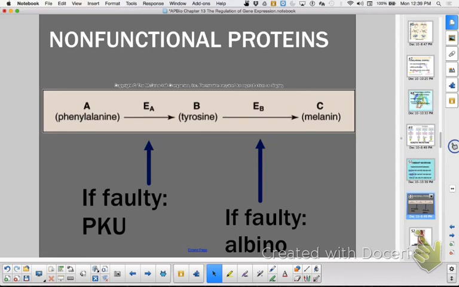And then I gave you some examples of non-functional proteins. They're phenylalanine. Okay, phenylalanine, you need this enzyme right here. If it's faulty, you have PKU because you have a buildup of phenylalanine. And this one, you need tyrosine. And if you don't have this enzyme functional, you'll be an albino because you don't lay down any melanin. This is all coming from, this has got to be changed into this, has got to be changed into this. So if it's screwed up at the beginning, then you're all of these things.